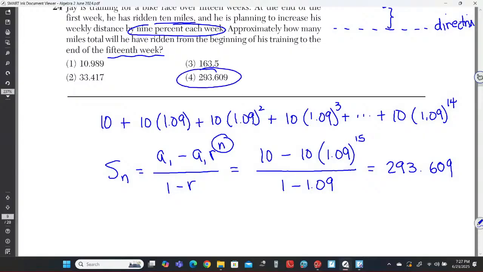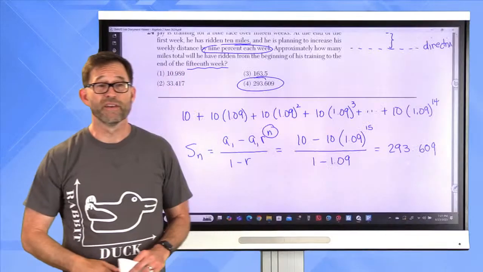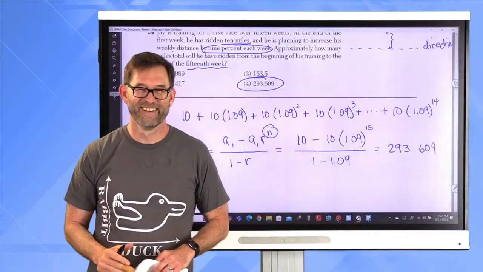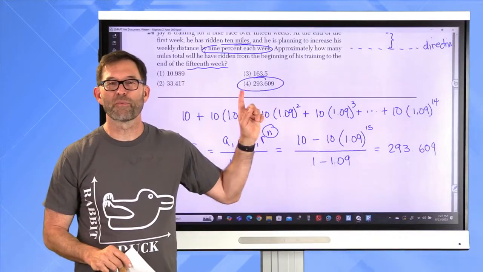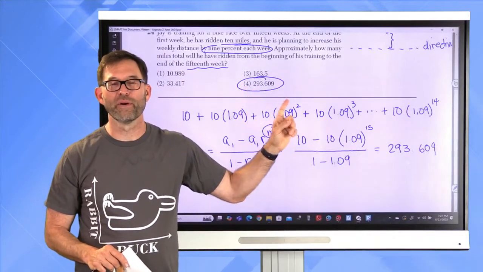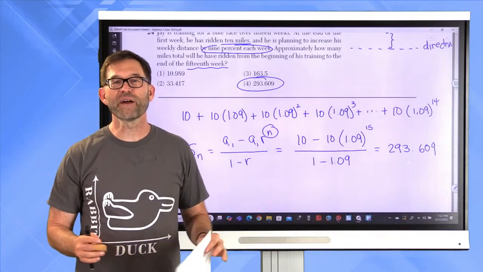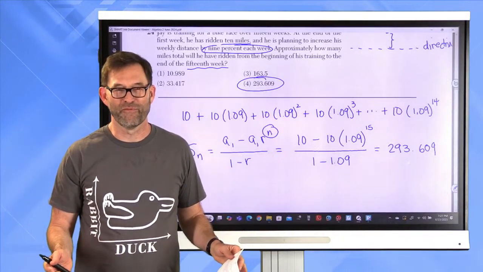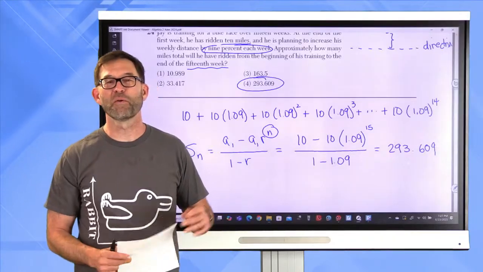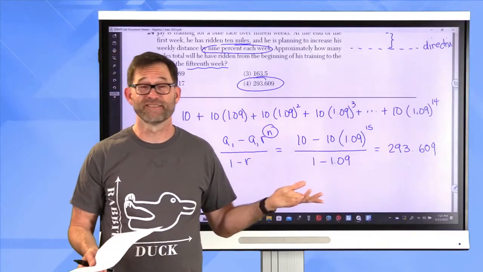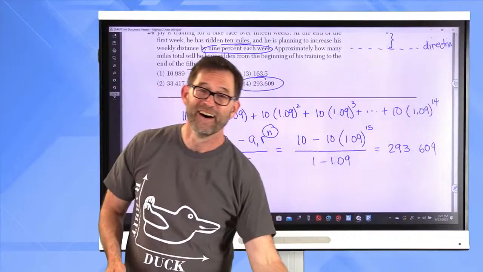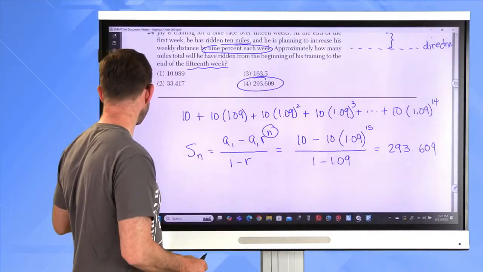Approximately how many miles? Well, to the nearest thousandth, right? We go approximately 293.609 miles. I love the fact that they didn't just go 294 miles. We go approximately this far. It's absolutely crazy. All right, so let's keep going.